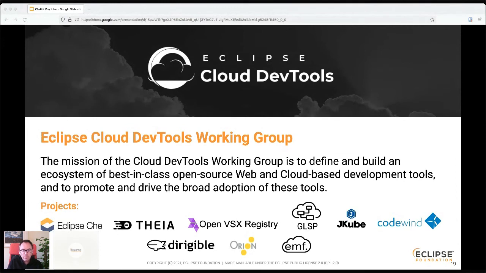So here are some of our projects. I mentioned Che and Theia, but other projects such as JKube, which is a Maven deployment tool. We have GLSP, which is for diagramming on the web, which complements EMF Cloud, and Eclipse Dirigible, which is a no-code / low-code development environment.